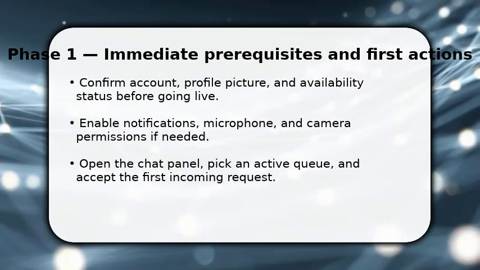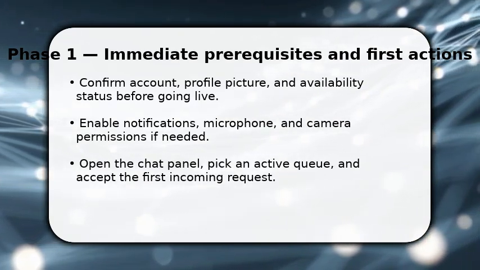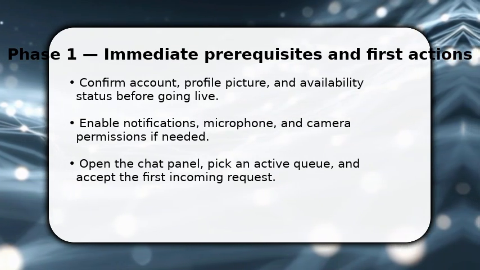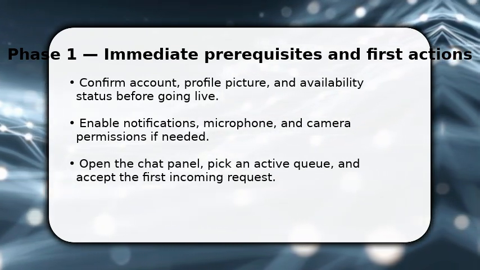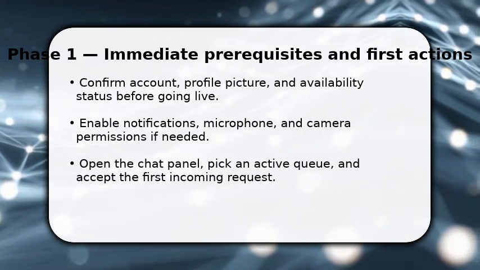You start by confirming a few essentials. Your account is active, notifications are on, and your availability status is correct. Once done, open the chat panel and select the appropriate queue or channel so requests route to you.